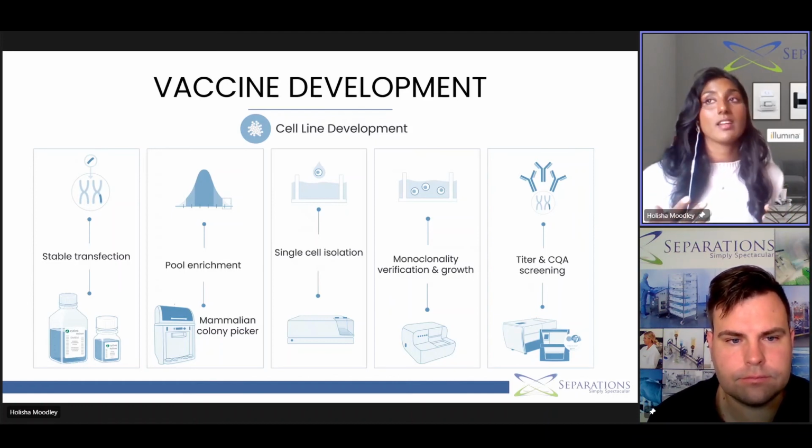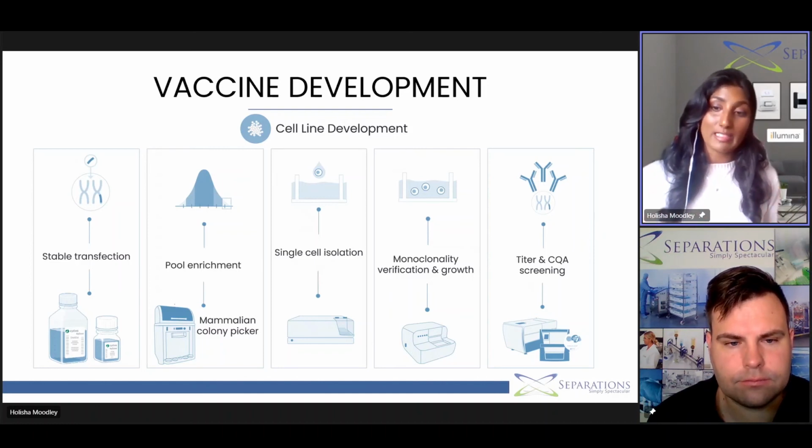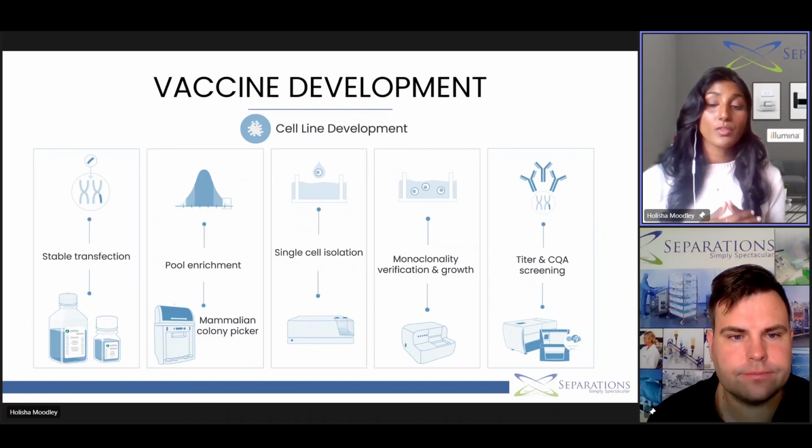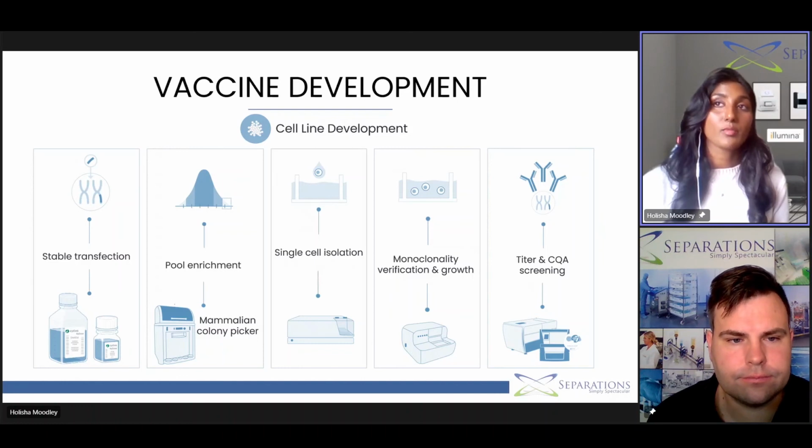But there is a subpopulation that maintains its ability to produce that recombinant protein for a much longer period of time. And that's because it has been integrated into the genome of the cell. So those are then referred to as stably transfected cells. And that's what we want to enrich for in the next stage.